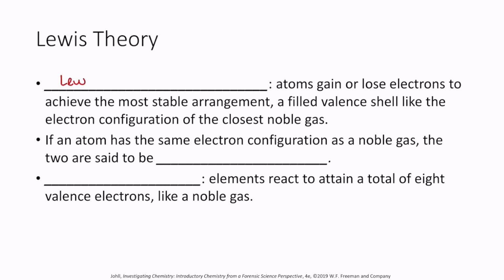Lewis theory simply states that atoms want to look like the noble gases. And when we say look like the noble gases, what we mean is they want to have the same number of electrons. So they're going to gain or lose electrons in order to achieve that stable arrangement. Now, if an atom has the same electron configuration as a noble gas, then the two are isoelectronic.